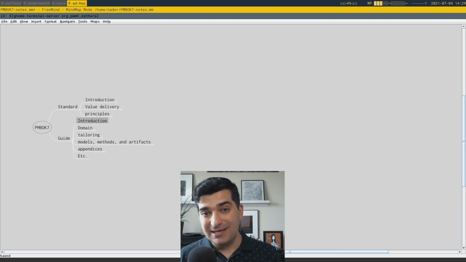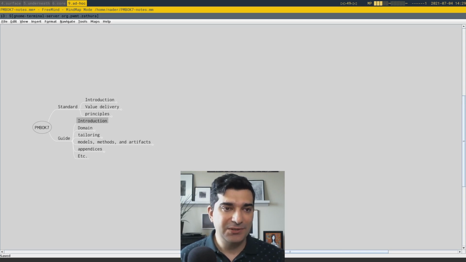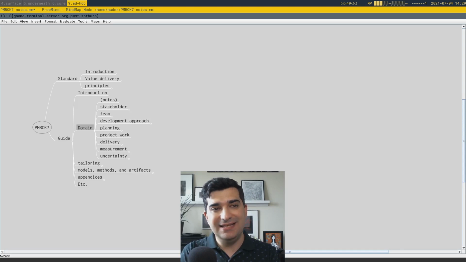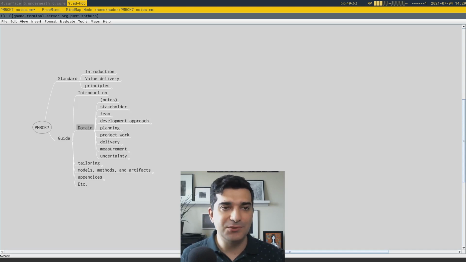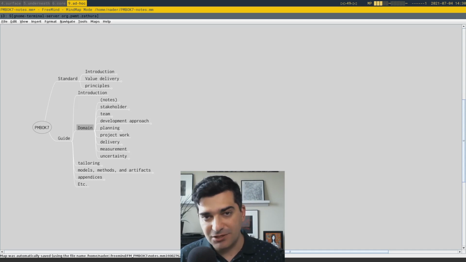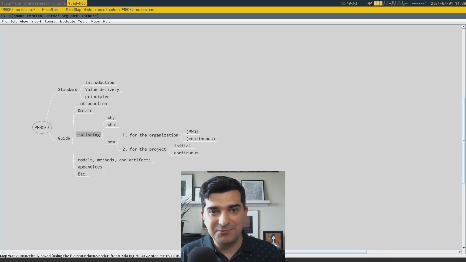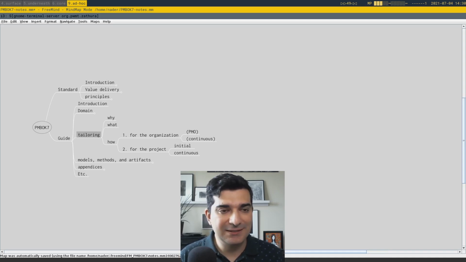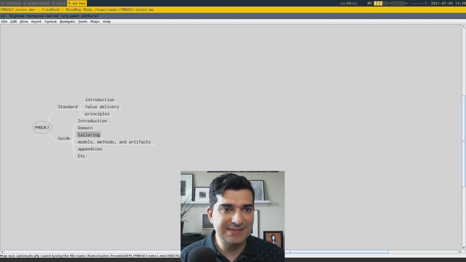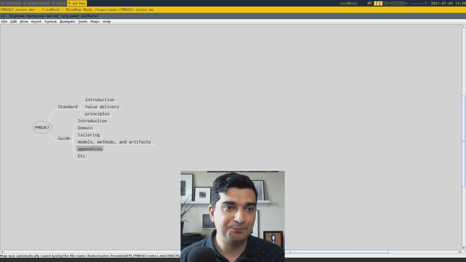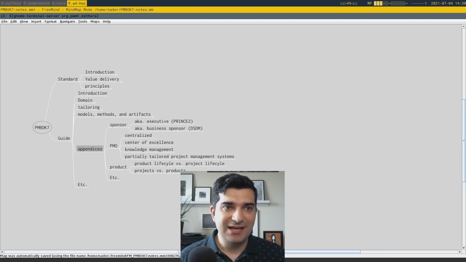And then for the guide, the second section in the book, we have the domains, the performance domains, which we talked about. These are areas that need attention, different types of things that we do. This is our focus on the outcomes. Then we have the concept of tailoring that has a chapter of its own where we go through a lot of detail about the way you can tailor your project. Then we have this set of teasers, in my opinion, for different models, methods, and artifacts in case you may find something that is useful to you. And then these extra concepts.